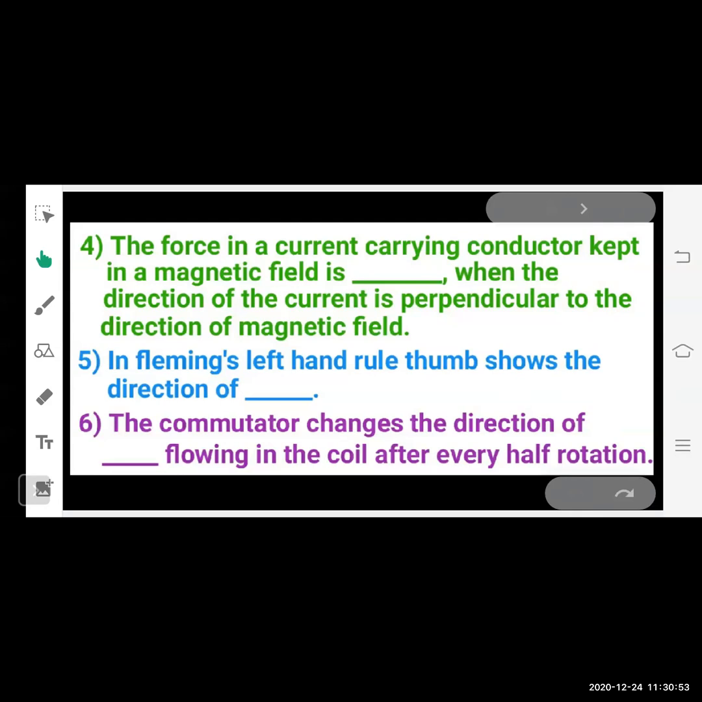The commutator changes the direction of dash flowing in the coil after every half rotation. Magnetic field? No. Current. Yes, current. The commutator changes the direction of current flowing in the coil after every half rotation.